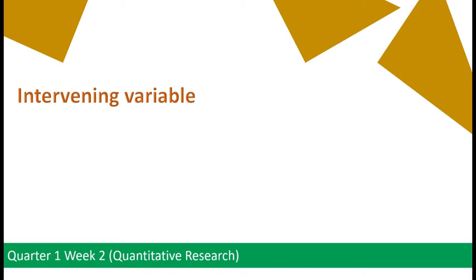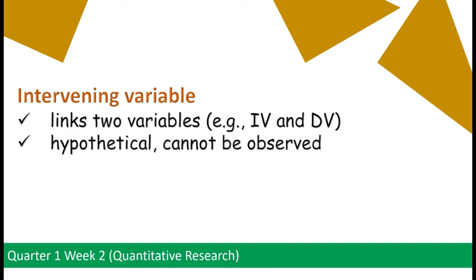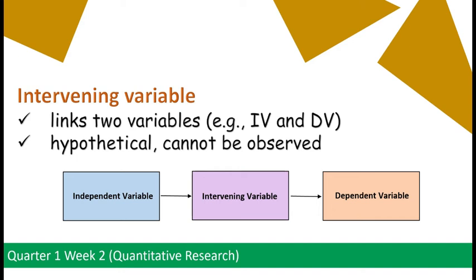An intervening variable is a hypothetical variable used to explain causal links between other variables. Intervening variables cannot be observed in an experiment. That's why they are hypothetical. For example, there is an association between being poor and having a shorter lifespan. Poverty is the independent variable, while lifespan is the dependent variable. What could be the intervening variable?